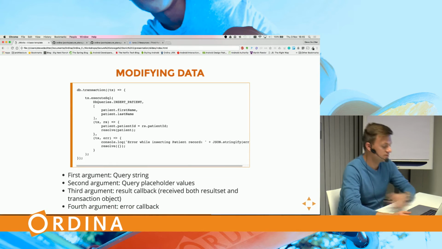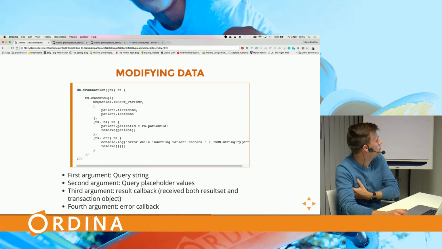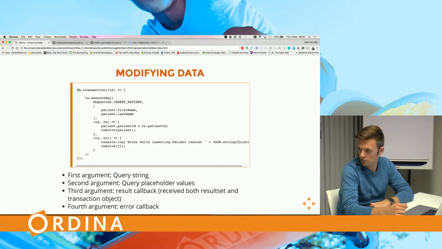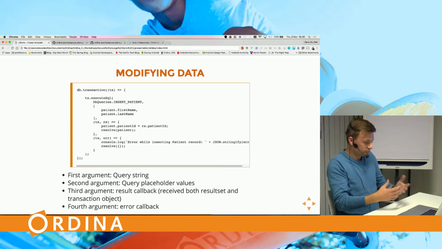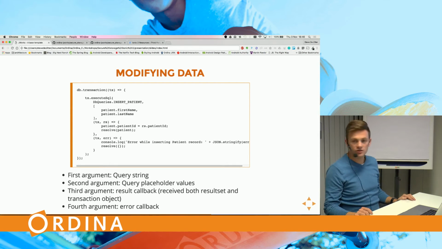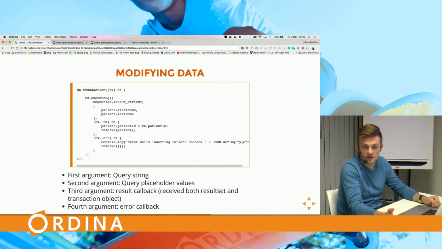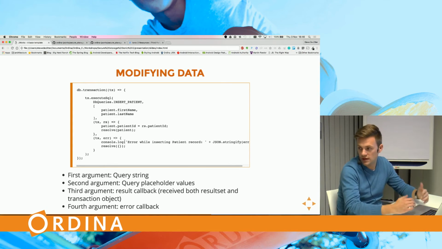Modifying data is practically the same. I just wanted to show you how you do it here with transactions, because when you do multiple modification statements, you want a transaction to either commit or roll back in case of failure. So it's really just starting with a db.transaction call instead of db.executeSql directly. Then you get a callback with that transaction, and then you can execute your SQL on that transaction reference. So it's just one extra call to make sure that you run all your statements in one transaction. The arguments are basically the same.